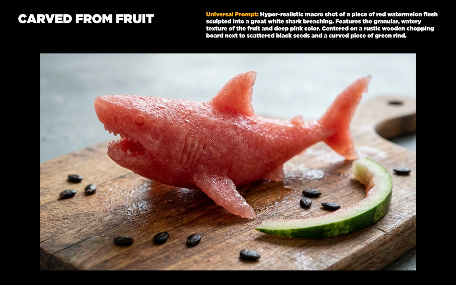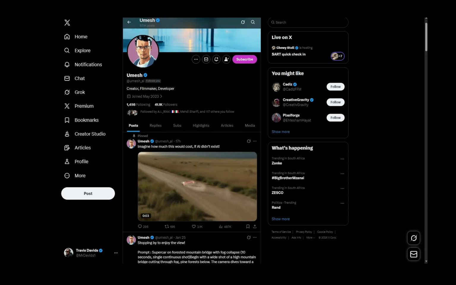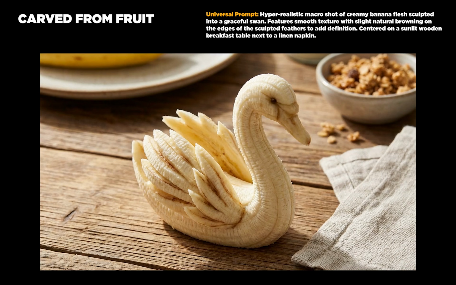You can generate these images where it looks like an object or even an animal has been carved out of fruit. Now I do want to give credit to Umesh for this idea. I did adjust the prompt to my own liking, but you can create some really creative looking images using this prompt. So maybe you've got a gecko that's been carved out of lime, or a swan that's been carved out of bananas, and it's going to generate a beautiful and realistic looking image.